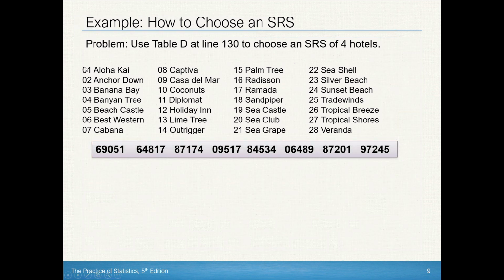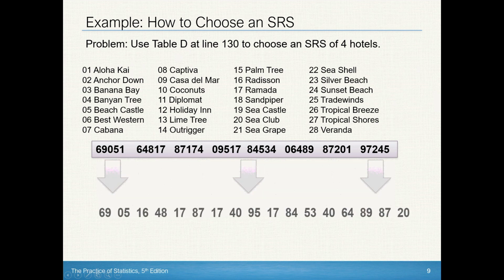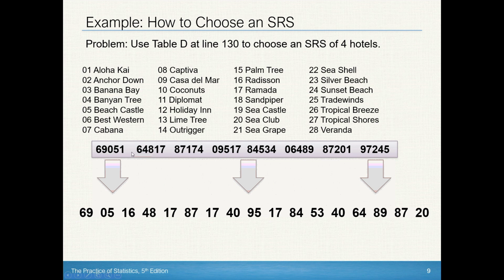Some people choose to start at 00 and they would stop at 27, but it's clearly listed here how they named these hotels. Since they named them with 2-digit numbers, we're going to look at this table 2 digits at a time. There they are, 2 digits at a time. Same number, 69, 05. Now this space here is only for visual purposes, so this is 16. There it is, 4817. And I needed to find 4 hotels.